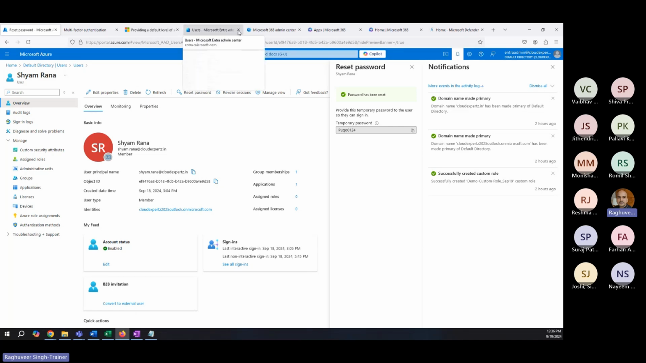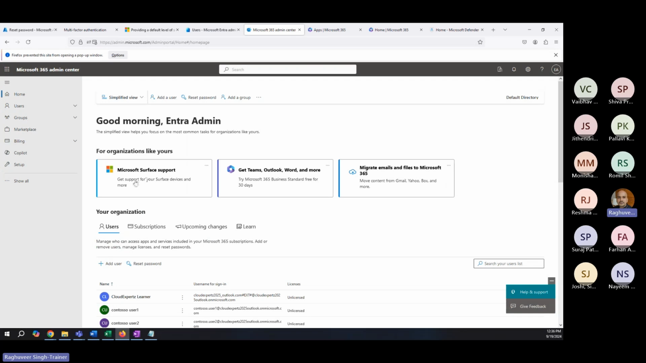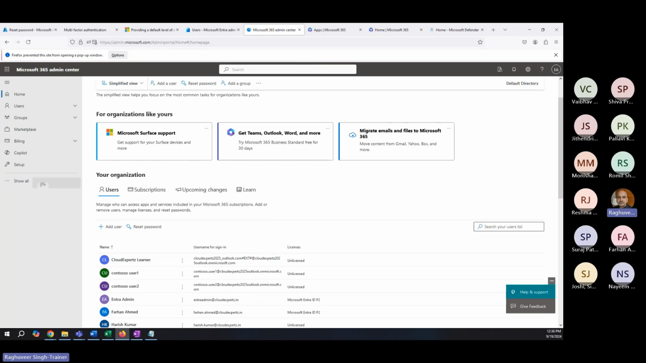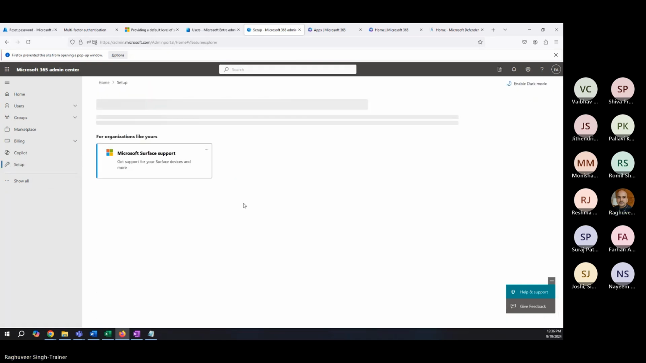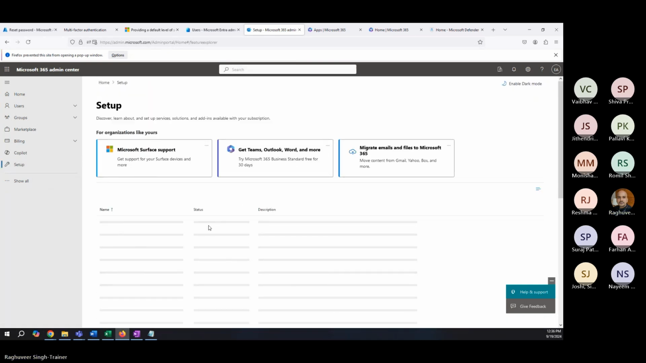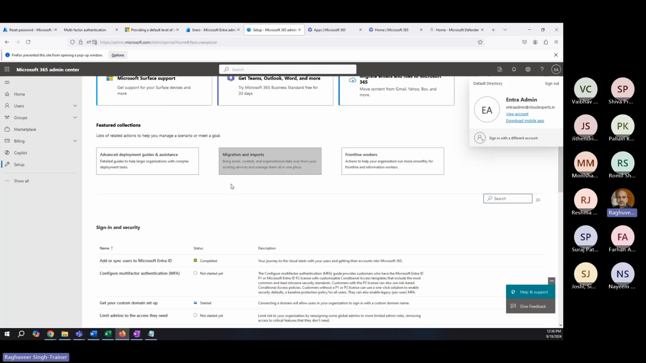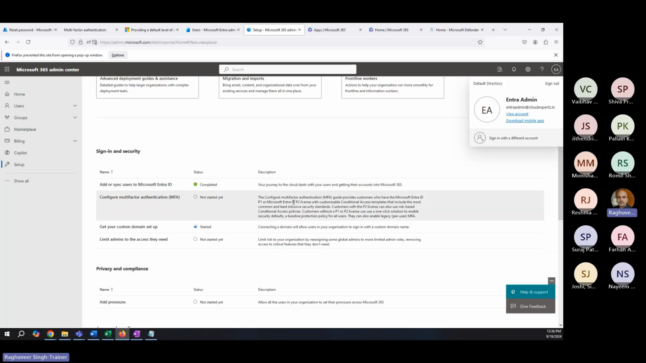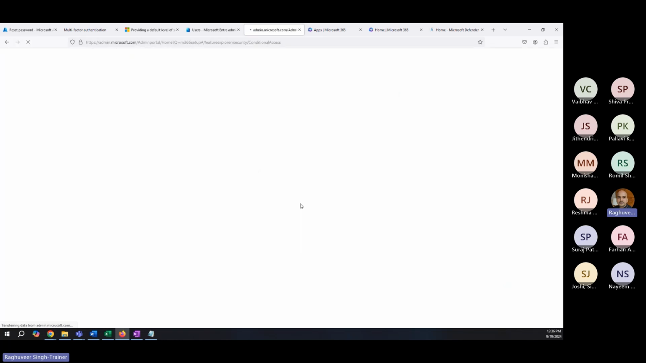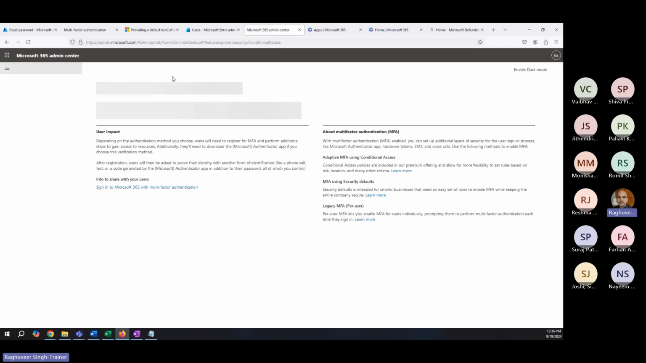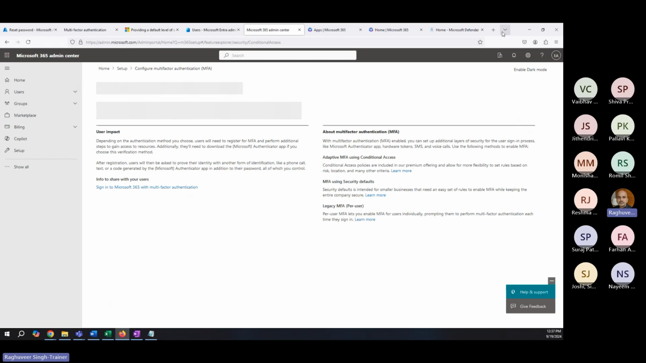For example, if you navigate to the Microsoft 365 admin center, where it says setup, I'll show you. This is for the Entra admin. Okay. Over here, you can see the option to start configuring MFA. This portion is what they are going to make mandatory. MFA configuration, they are going to make it mandatory from September 30th.